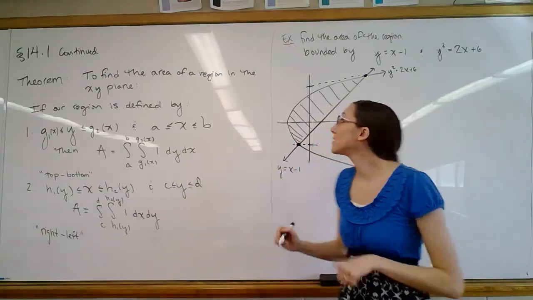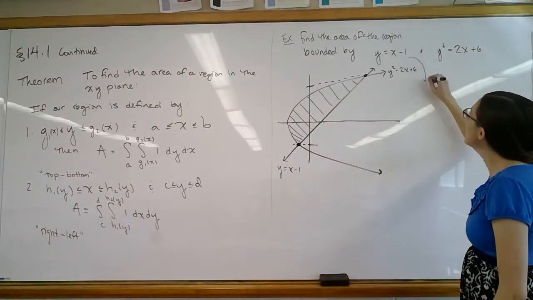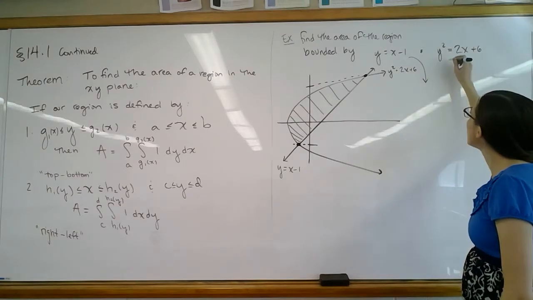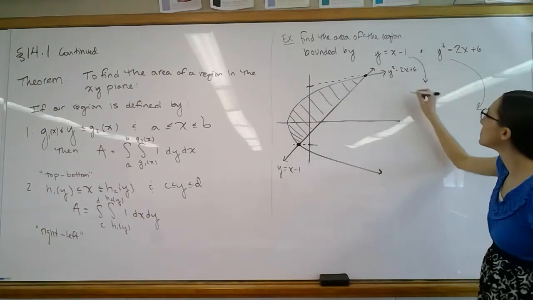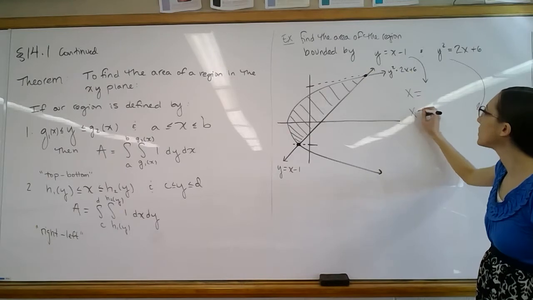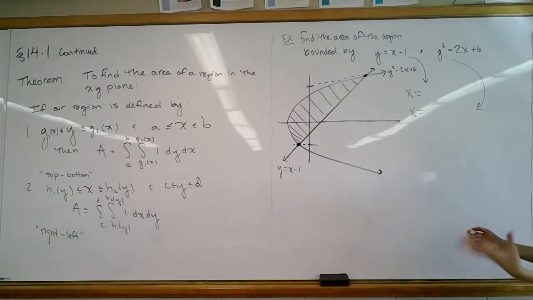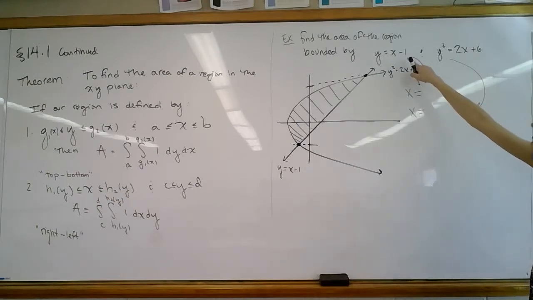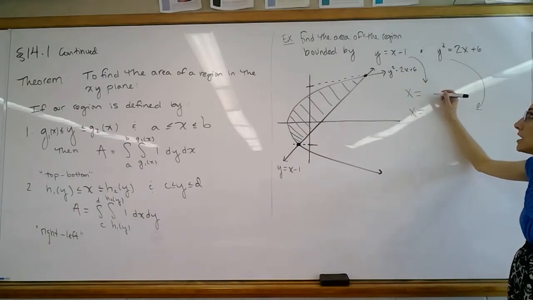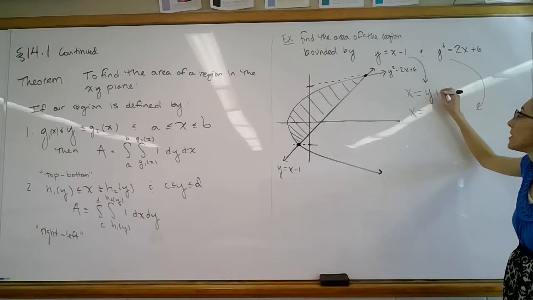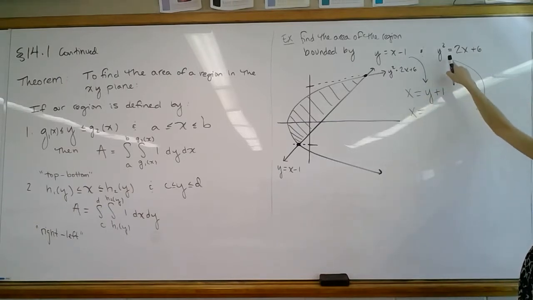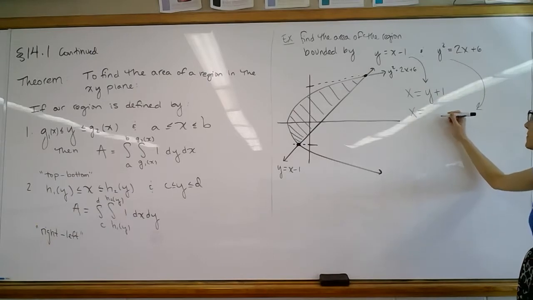So what we're most likely going to do is restructure these to put them in terms of an x equals equation, because then we can see what x goes from. Pretty easy with both of them, right? We just need to move some stuff around. So just add the 1 over. So x is really y plus 1 there. And then here we need to subtract the 6 over.